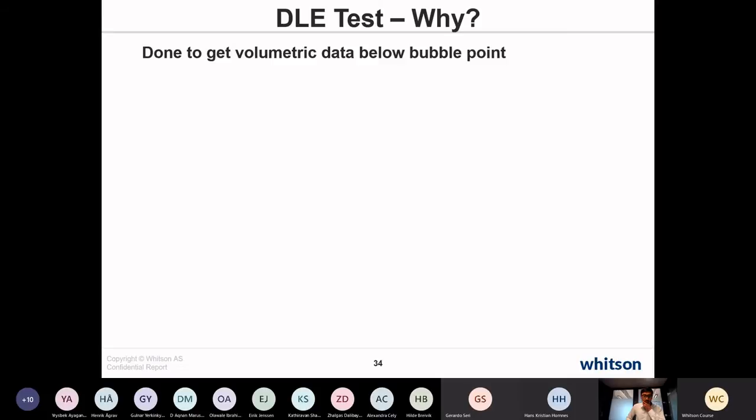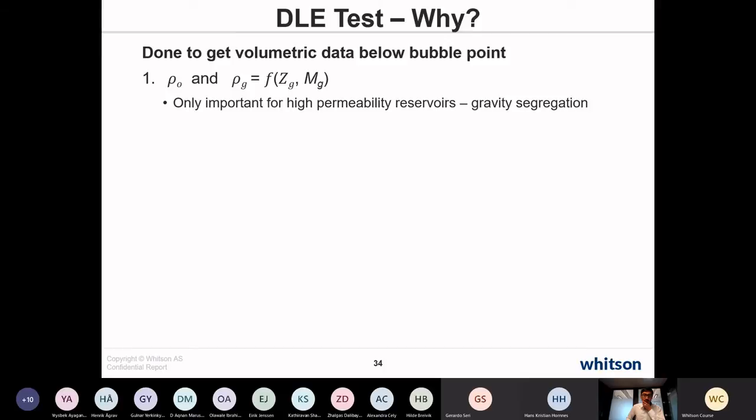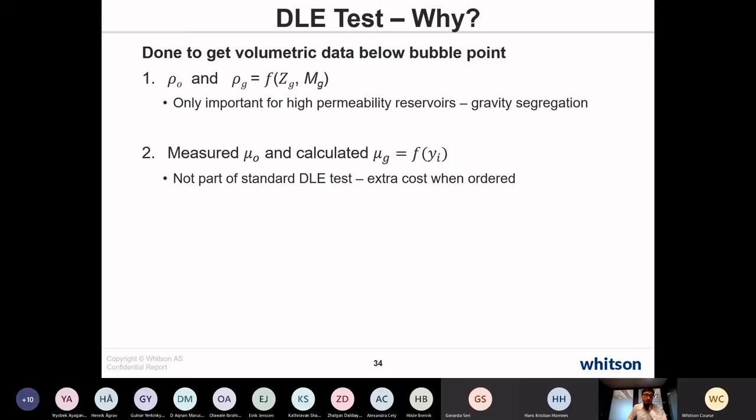Okay, very good. There are just some important points. I think we have already discussed these things, like why we can do a DLE test, but let's go through them one more time. To get the oil volumetric data below the bubble point, you get the densities of the oil phase. You also get the densities of the gas phase, and these are generally important for high-permeability reservoirs where you have gravity segregation. In that case, you would like to have a very good match of your oil and gas densities with your equation of state model, so that this gravity segregation process is modeled correctly in the reservoir simulator.